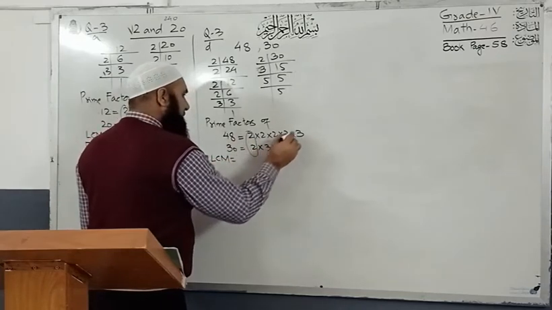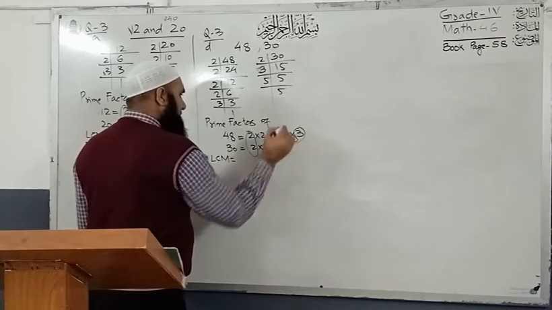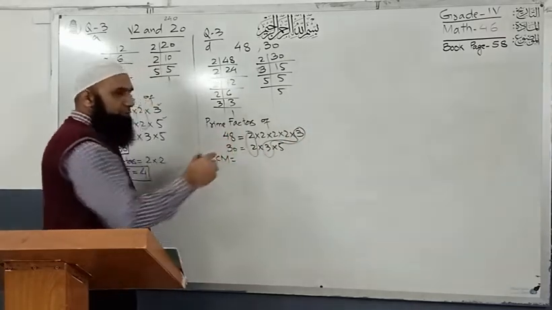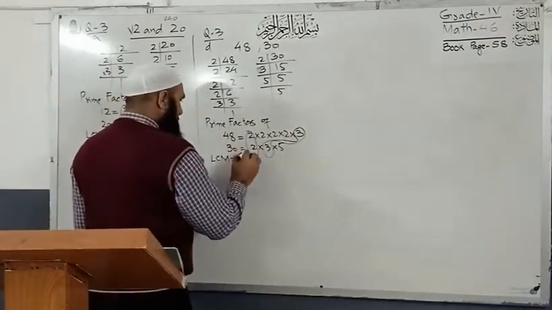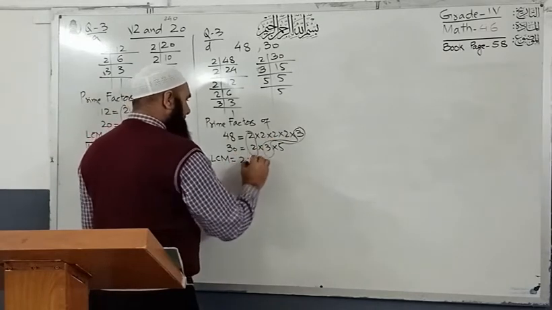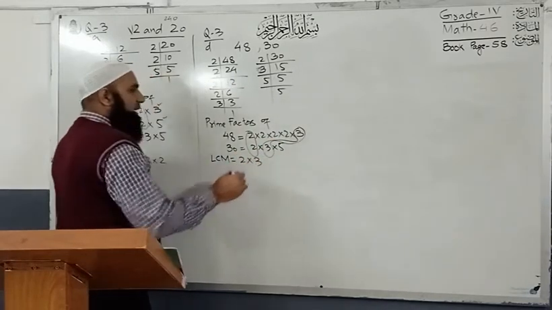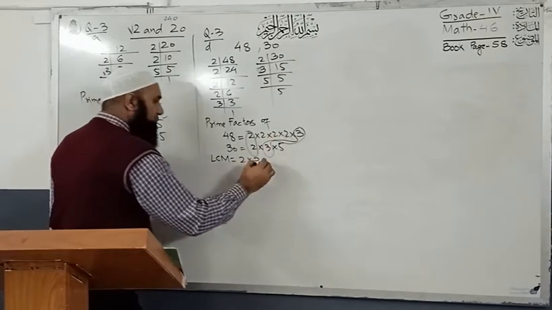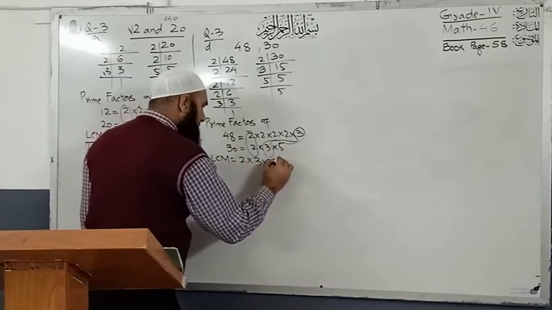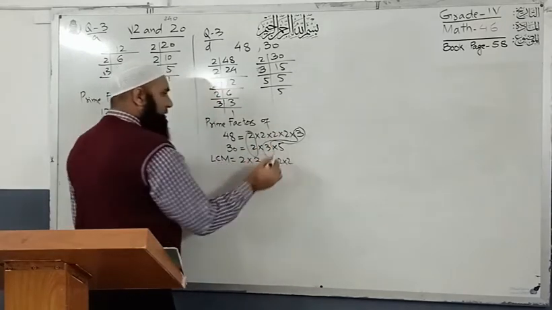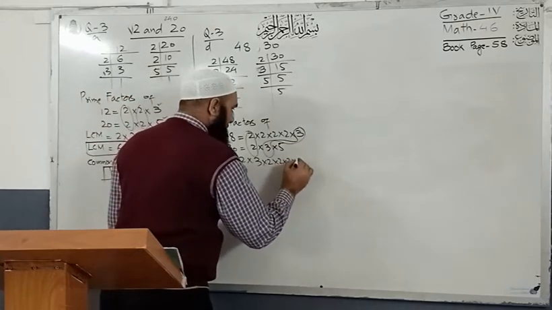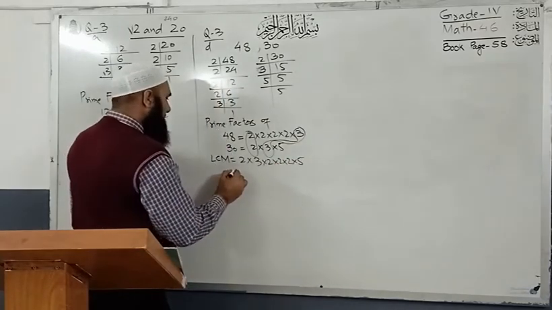This is our first pair and this is our second pair. From each pair we will take one digit, 2 from this and 3 from this. Now write all the others: 3 times 2, 2 multiply 2 multiply 2, and 1 times 5. This will give us our LCM.